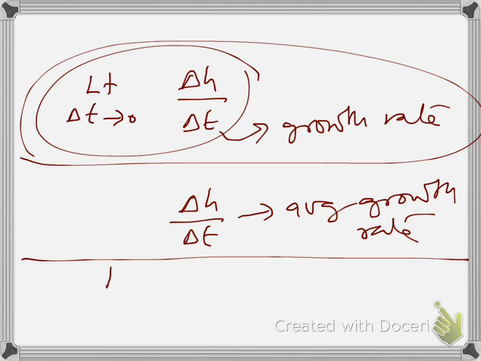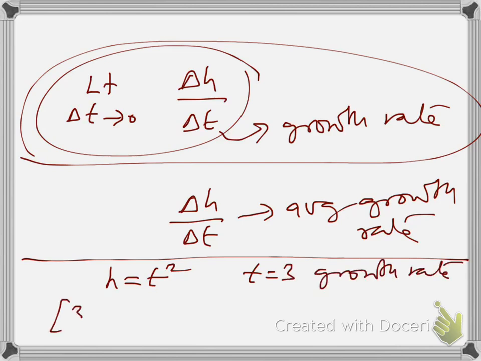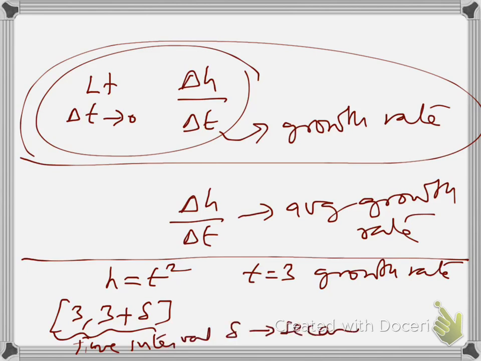Let's take the same baby example, H equal to T square. See carefully. Suppose you want growth rate at T equal to 3 seconds. At T equal to 3, I want growth rate. So first what you will do? Take average growth rate from 3 to 3 plus delta. So what is the time interval here? Time interval is delta seconds. Please keep that in mind, time difference.